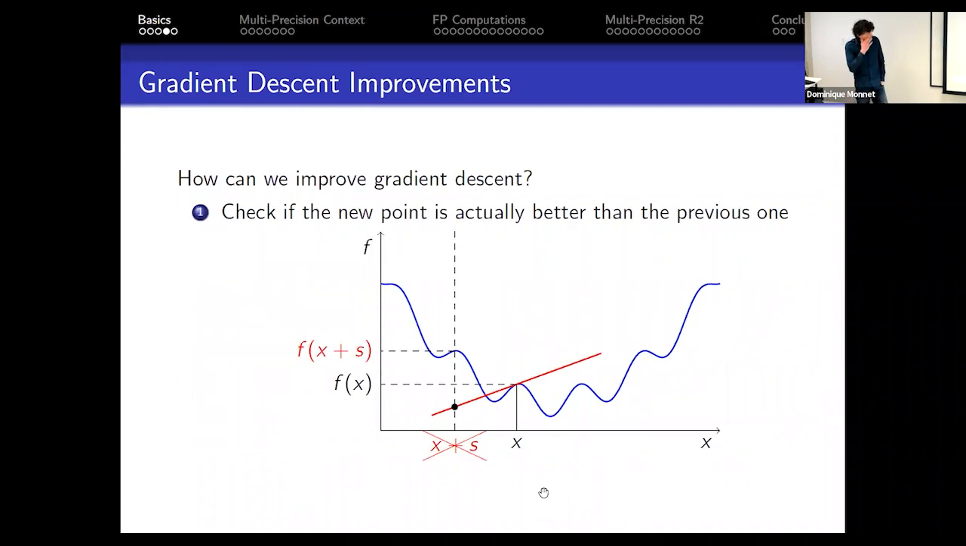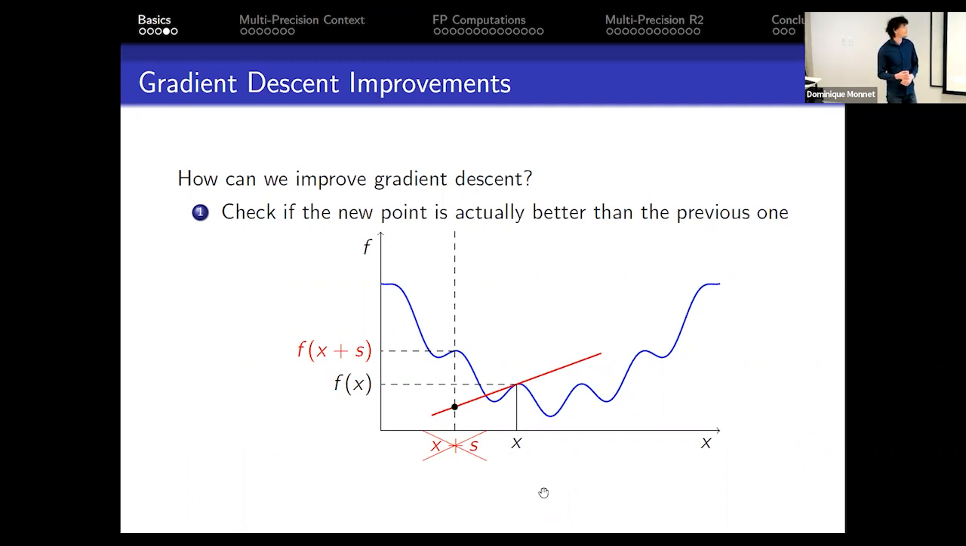So how can we improve the gradient descent algorithm? One thing that can happen is that maybe my step is too big. That is, the objective function at my incumbent plus the step s is actually higher than the objective function at my current point. Basically, I do not decrease the objective function. If I make this step, I'm going to increase the objective function.